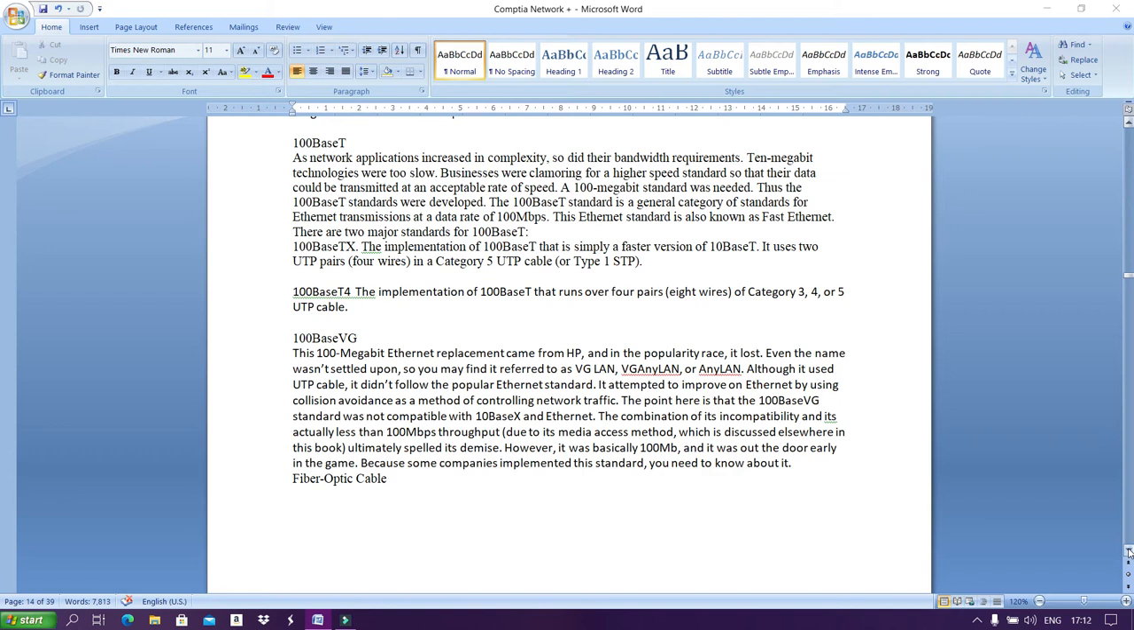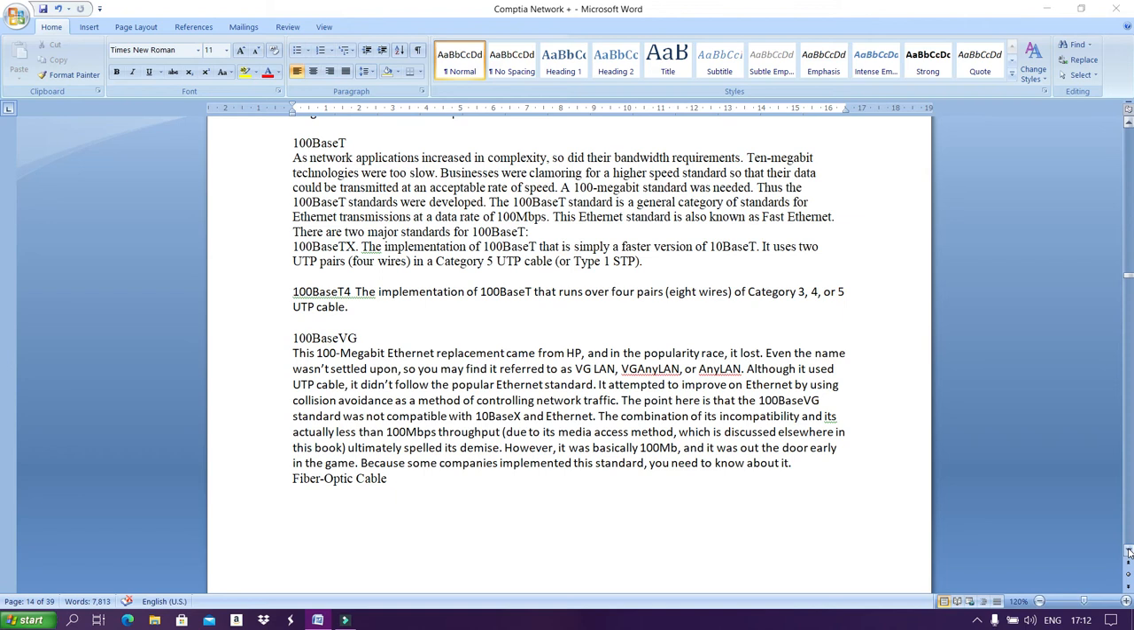100 Base-T4, the implementation of 100 Base-T that runs over 4 pairs, 8 wires, of category 3, 4 or 5 UTP cable. 100 Base-VG. This 100 megabit Ethernet replacement came from HP, and in the popularity race it lost.